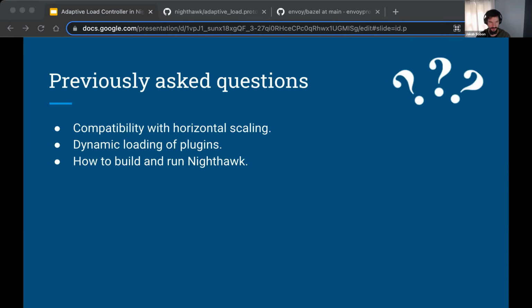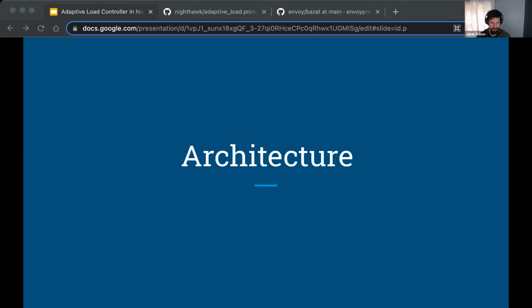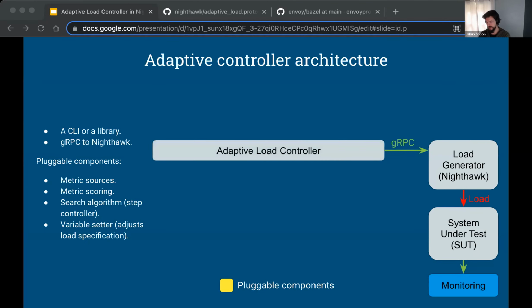So compatibility with horizontal scaling came up a couple of times, and that is a good question. When we go back to this architecture diagram, you can see that the adaptive load controller interacts with Nighthawk over gRPC. Now, the horizontal scaling, or at least the way we are planning to develop it, all happens on the right side of that gRPC server. So even when we horizontally scale Nighthawk, there will be one server component or one command line component that will manage all the parallel running Nighthawks to generate load. In other words, these two features are almost orthogonal. As long as the adaptive load has a server component it can talk to and specify what load to apply, whether there is one Nighthawk server on the right side or 10, applying that load is abstracted.